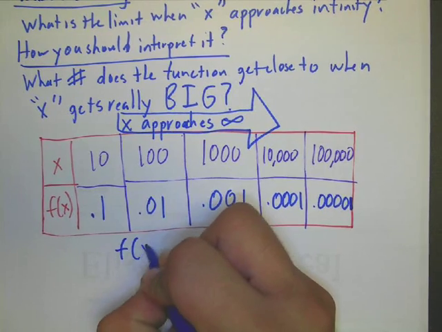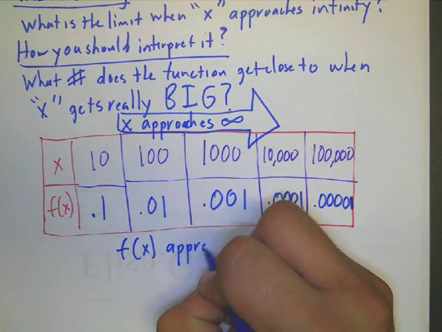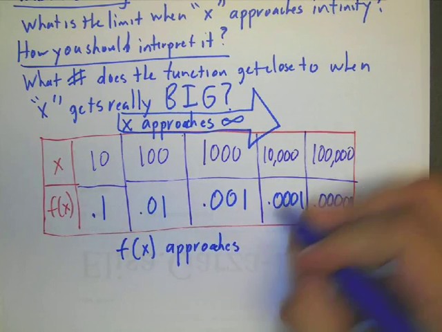f of x approaches 0. Thus we say that the limit as x goes to infinity of 1 over x is equal to 0.